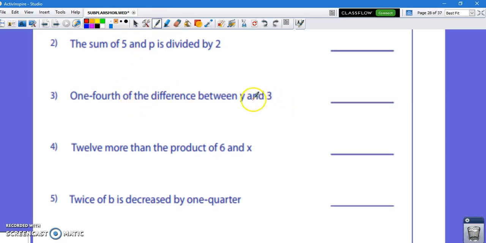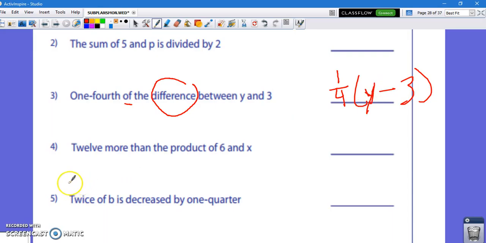Number 3. 1/4 of the difference between y and 3. All right, what's the key word here? Difference. So you know it's a subtraction problem. 1/4 of the difference between y and 3. Of, in this particular case, means multiplication. So that one is a tricky one, but I'll tell you it looks like this. 1/4 of, multiplication, difference between y and 3.